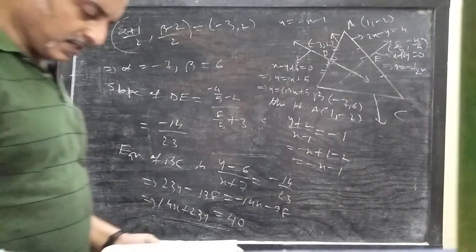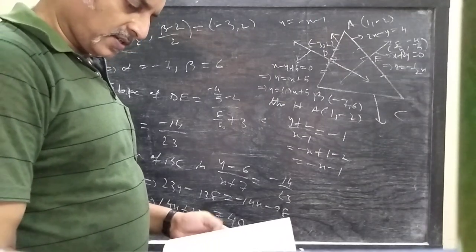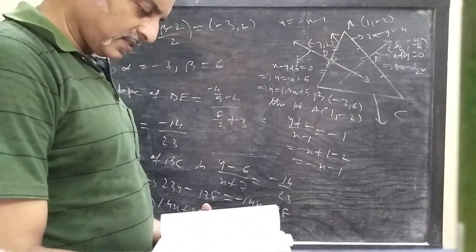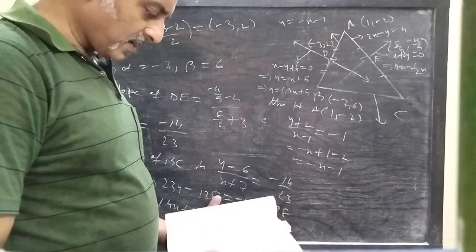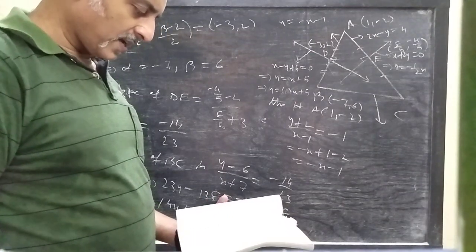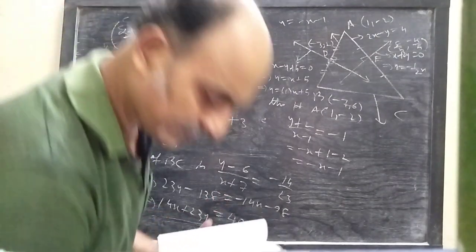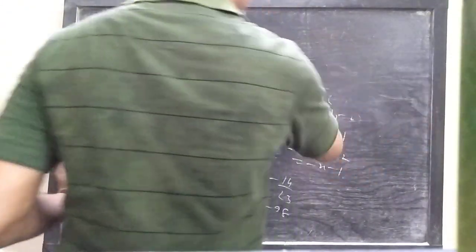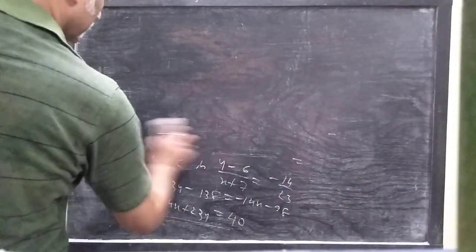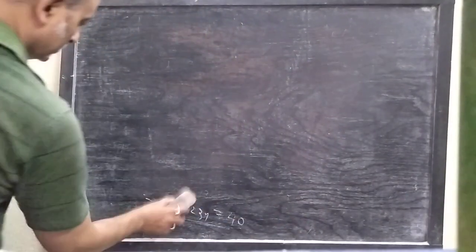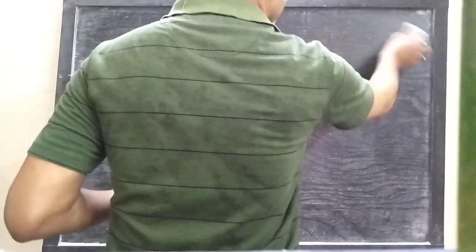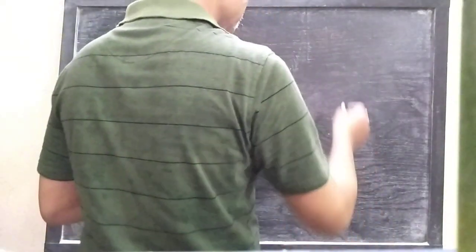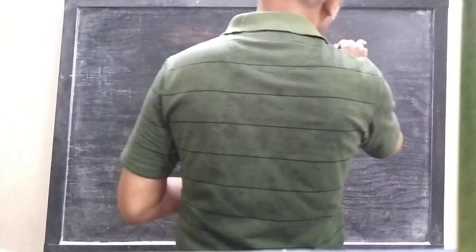Our next question: the coordinates of the ends of one diagonal of a rectangle are given as this. If its other diagonal is parallel to the x-axis, then find the coordinates of its ends. Suppose we have the rectangle this.